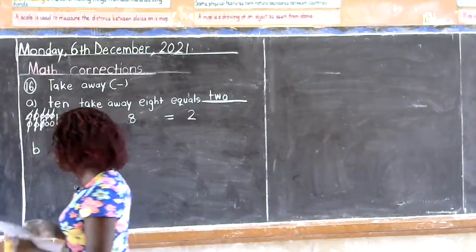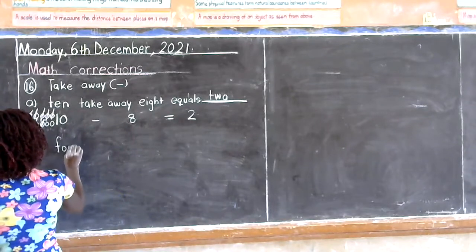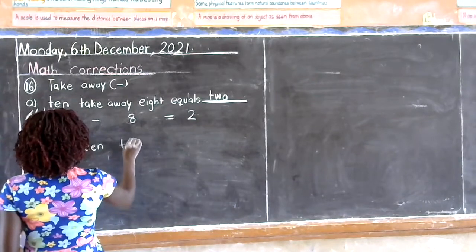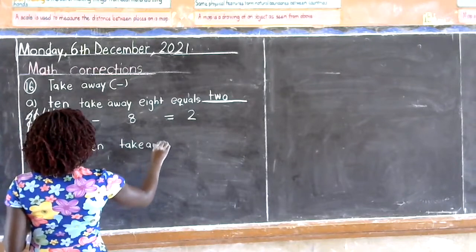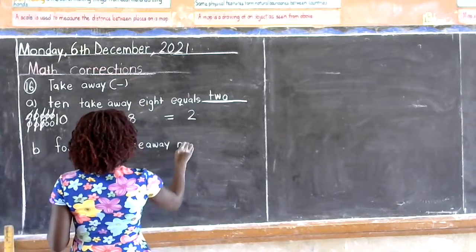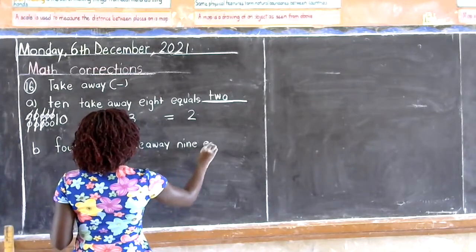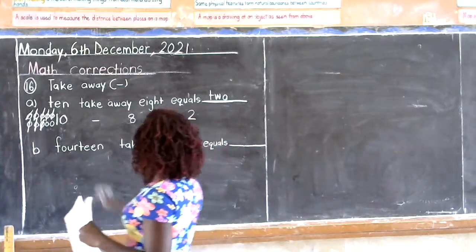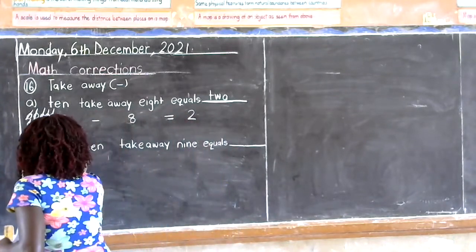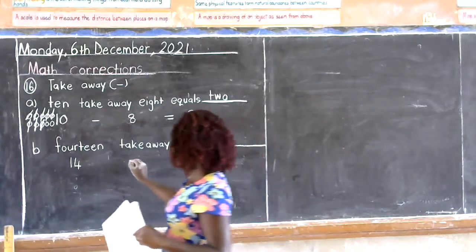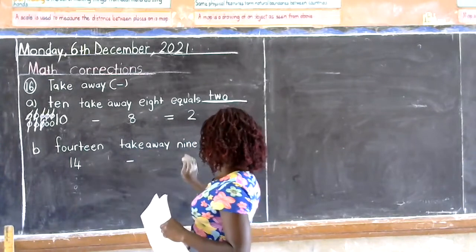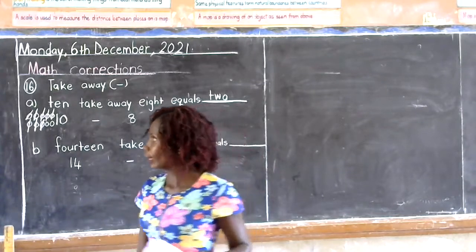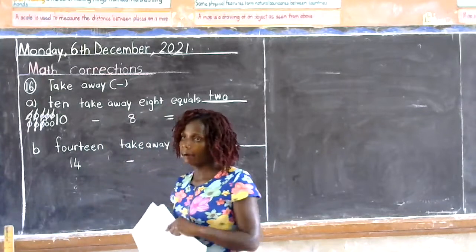Let us go to question B. 14 take away 9 equals. Where the word 14 is, we write number 14. Take away, we put the take away sign. Then where the word 9 is, we write number 9. Then the equal sign. Now we are going to draw balls on number 14.